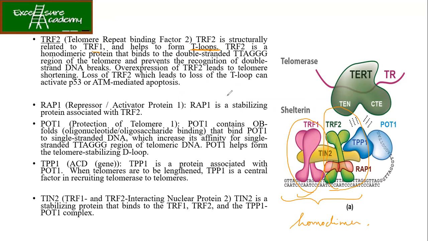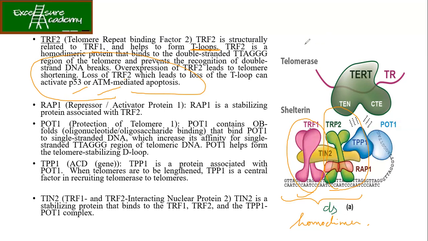Now, overexpression of TRF2 leads to telomere shortening. Okay. And loss of this leads to the T loop activating your P53 and ATM mediated apoptosis. So this comes later when we talk about regulation, as we will study in DNA repair. Okay. So for now, just remember that TRF1 and TRF2 bind to the double-stranded telomere structure, and they are responsible for forming the T loops.